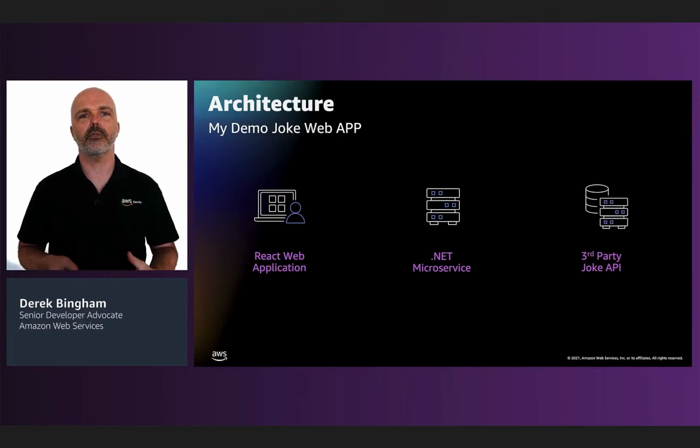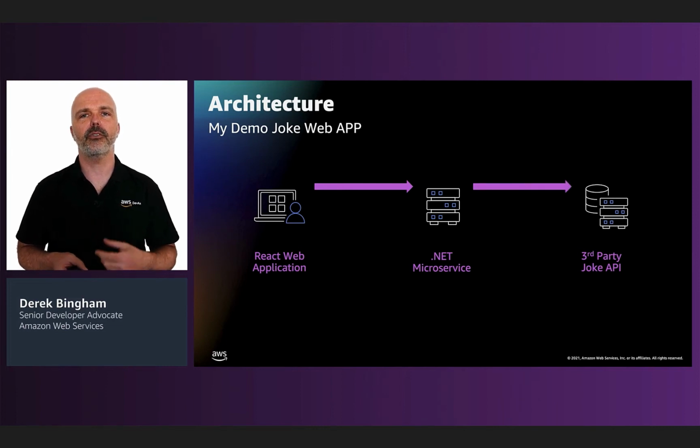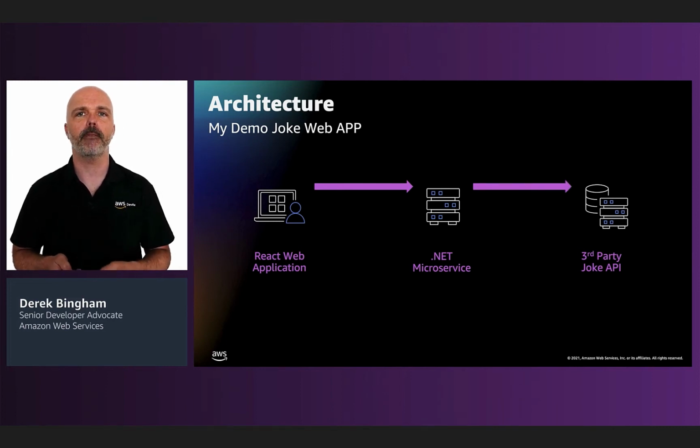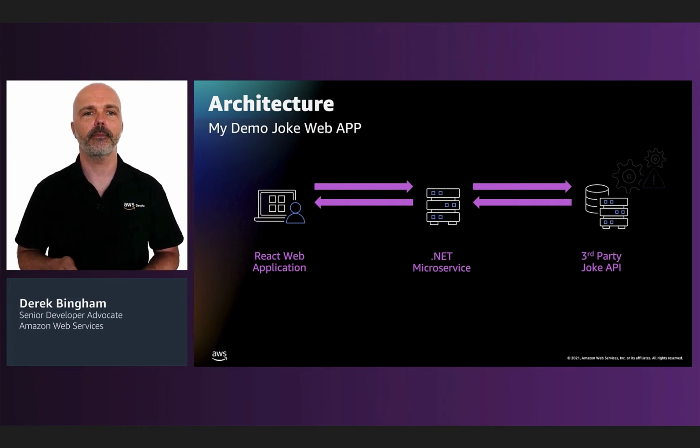How does it work architecturally? My React web application calls the .NET microservice. The .NET microservice proxies it to a third-party joke API. The third-party joke API returns a joke. The .NET microservice then proxies that back to the client. But what happens if the third-party joke API runs into problems?